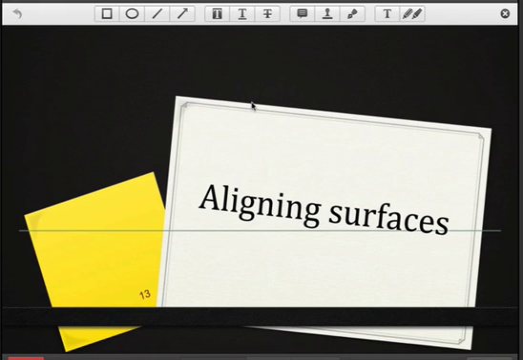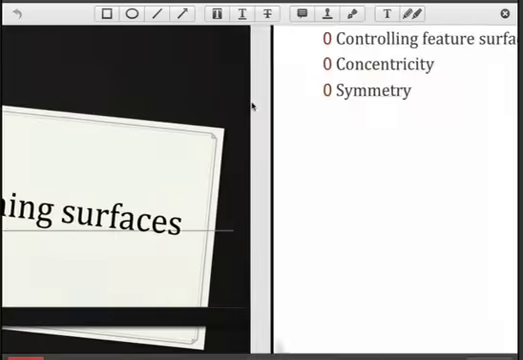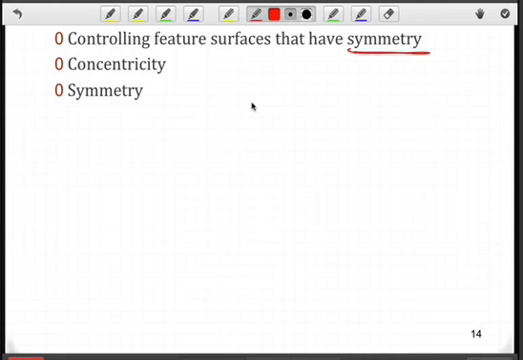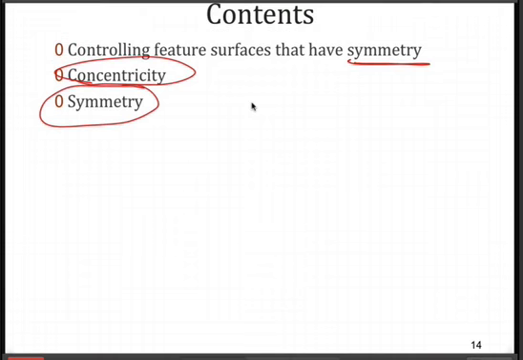There are two types of geometric tolerances that are sort of extensions of the notion of position tolerance. The focus of these are the alignment of surfaces. So what we'll look at is controlling those surfaces where some type of symmetry is involved. First one deals with concentric features, and just the term concentricity implies an axis and then some concentric feature about that axis, and then just a generic symmetry that is not constrained to an axis.